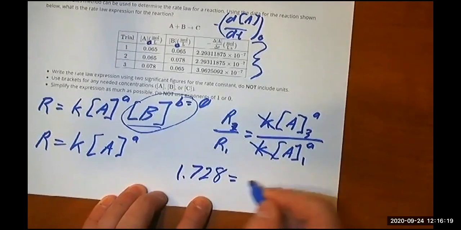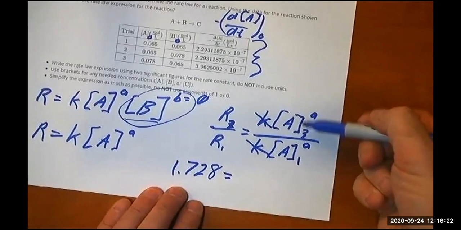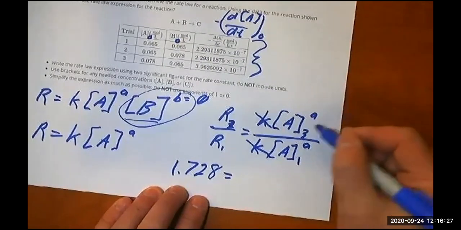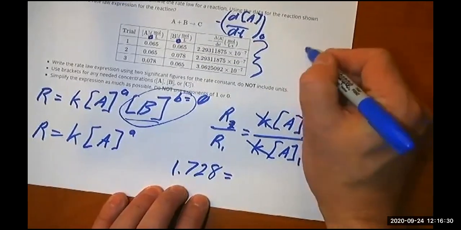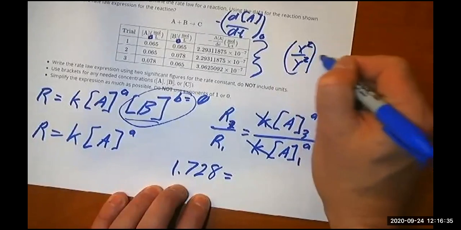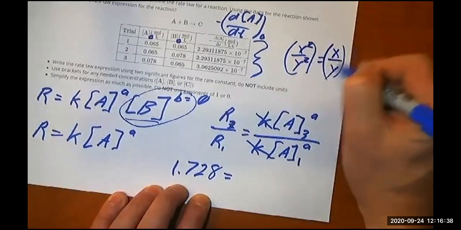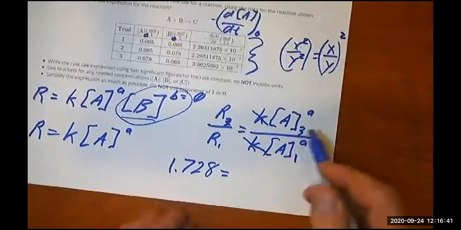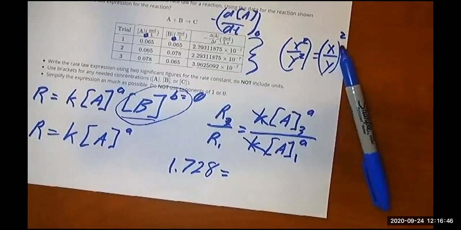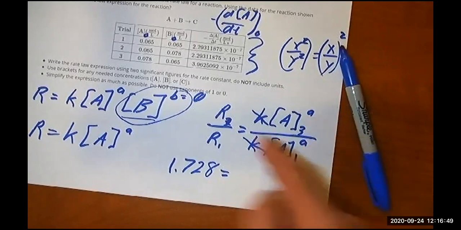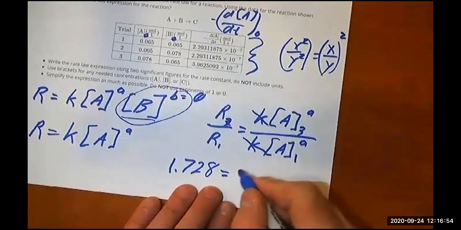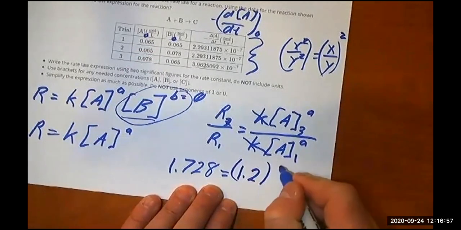1.728. And that's going to equal the concentration of A in trial 3 over the concentration of A in trial 1, the whole thing to the A power, because if we have X over Y, each of them to the Z, then that is the same as X over Y to the Z. So let's take concentration of A in trial 3, which is 0.078, divided by the concentration of A in trial 1, 0.065, and we get 1.2 to the A power.